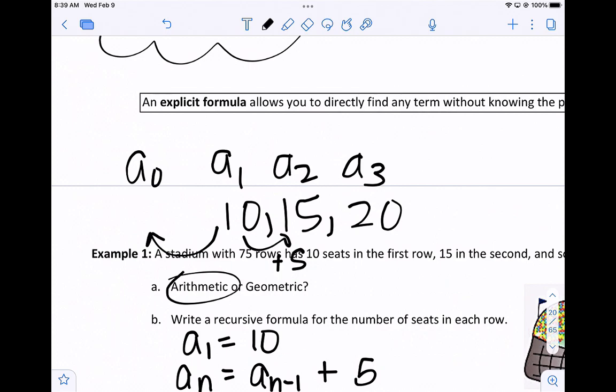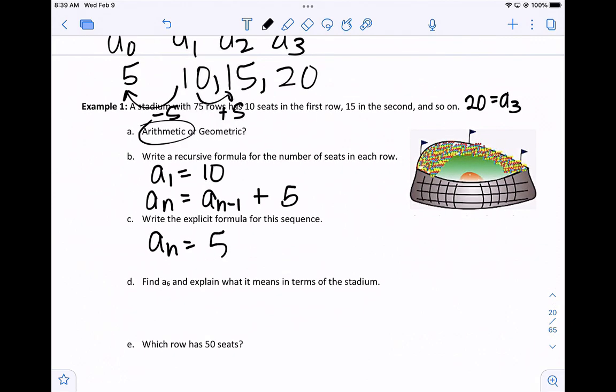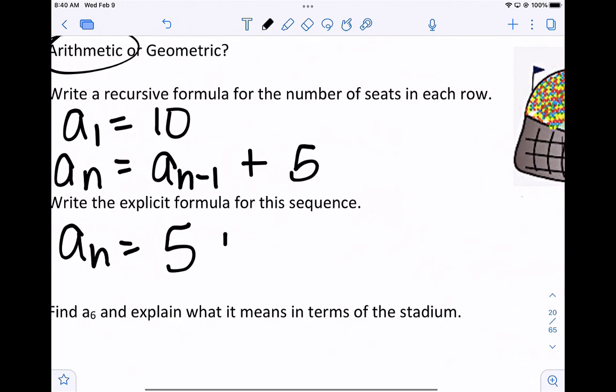So if there was a row 0, how many seats would be in there? We would subtract 5. There would be 5 seats in the 0 row. So 5 seats to start out with, and then we're adding 5 every time. That's our common difference. So plus 5 for every row that we go up.